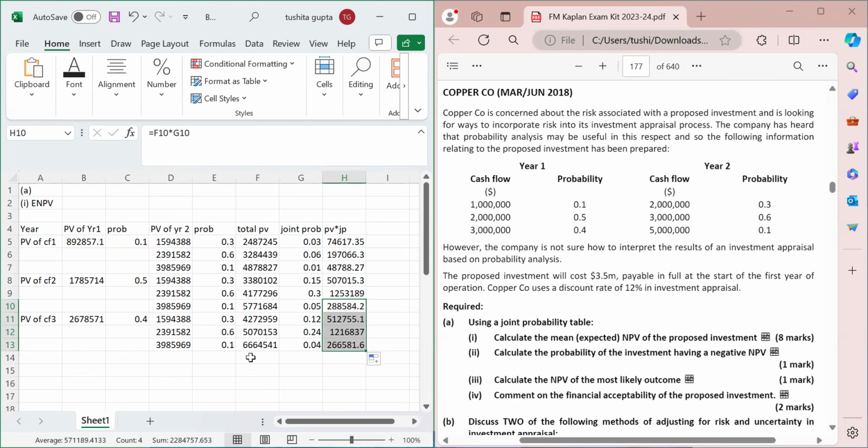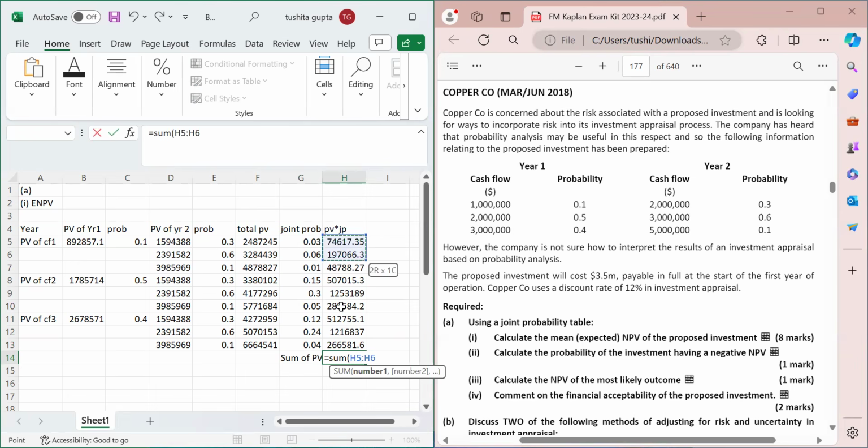Now to find out the expected NPV, the step that you have to follow is that you sum all of your PVs. So the sum of PVs is nothing but summing all of the values from over here. You sum all of these together. Just take the last one also. This is how you sum them up, and then you subtract your initial investment.